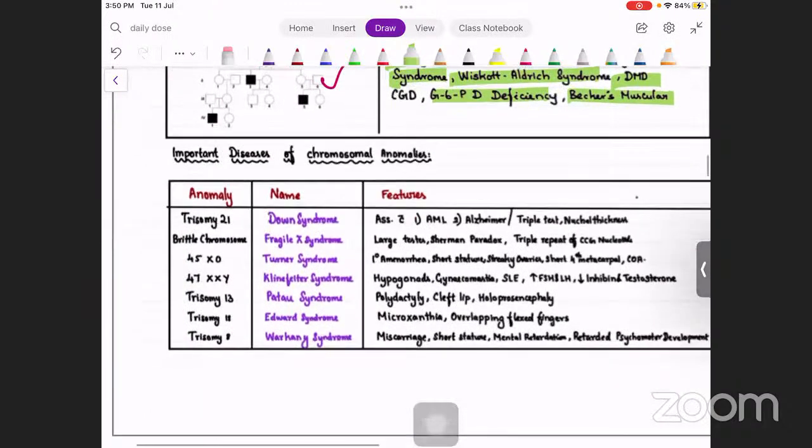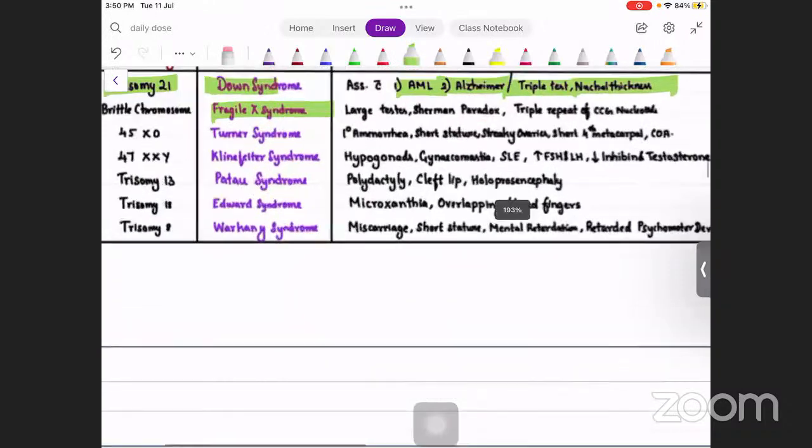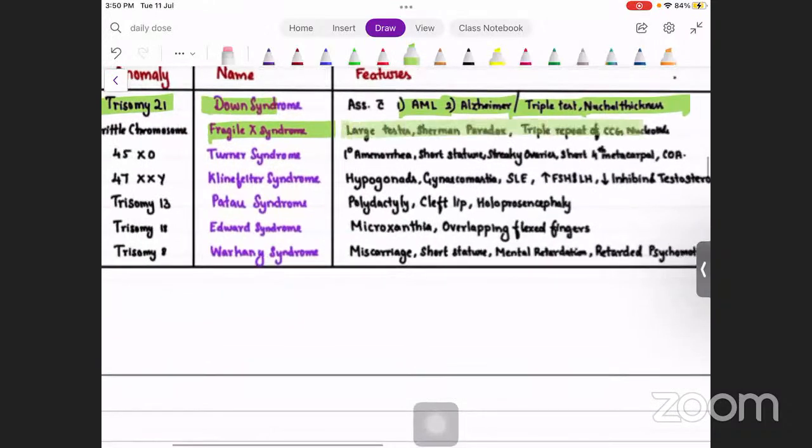Okay, then you have important diseases of chromosomal anomalies and their features. Trisomy 21, Down syndrome, is associated with AML, Alzheimer's, a positive triple test, and increased nuchal thickness. Then you have the brittle chromosome, which is Fragile X syndrome: large testes, Sherman paradox, and a triplet repeat of CGG nucleotides.